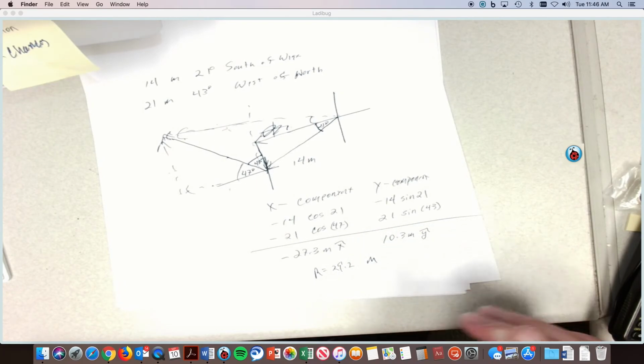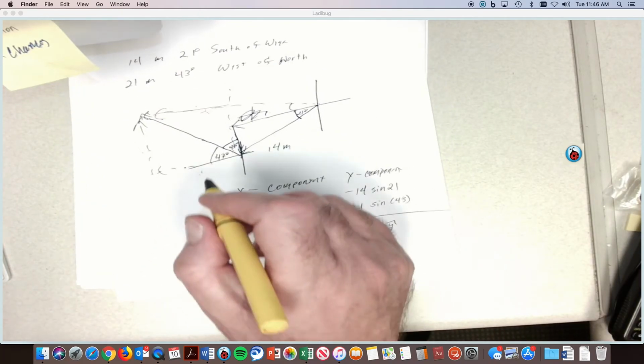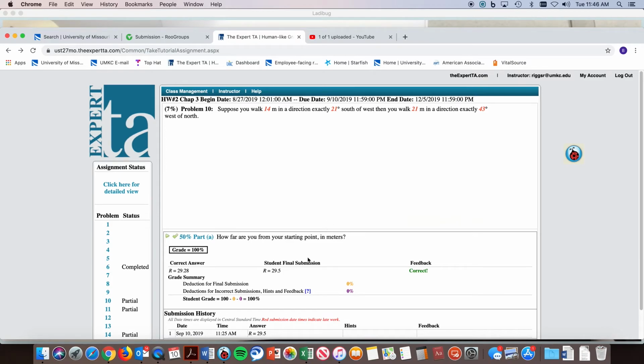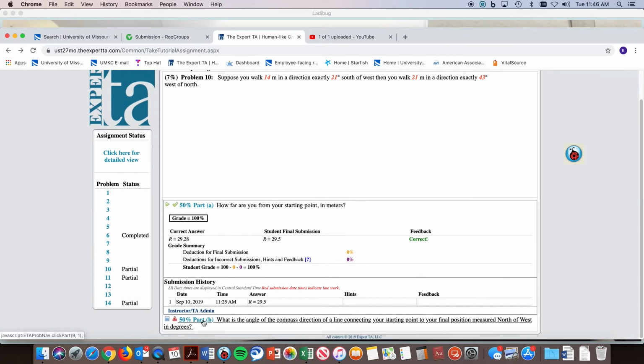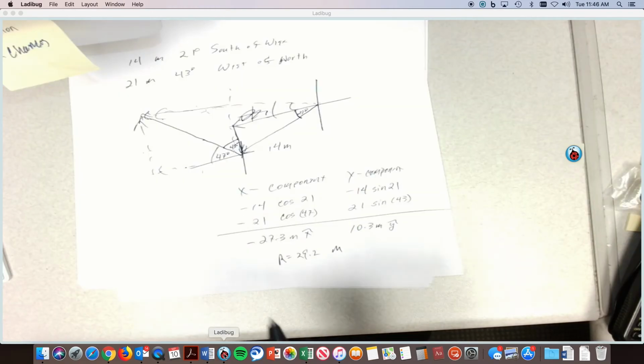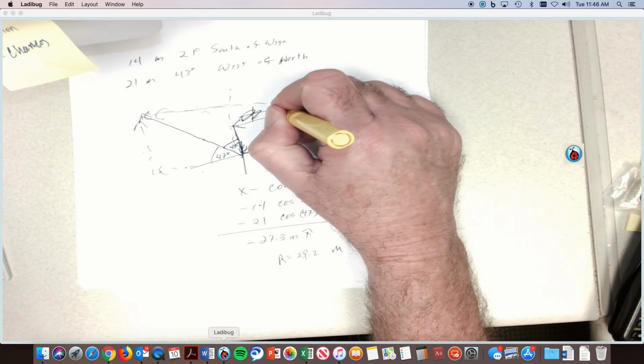And the angle then, what's the angle? How are they asking for the angle here? Part B: what is the angle of the compass direction of a line connecting your starting point to your final position, measured north of west? So we're going to be facing west, and we're going to measure that angle going up north. And that is this one right here. That's this angle.